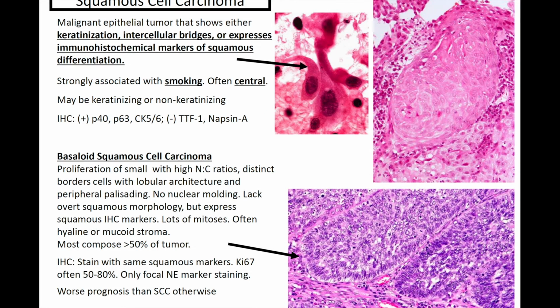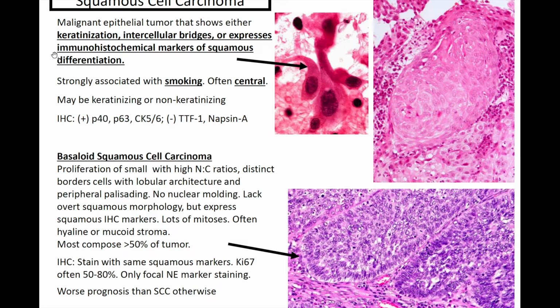All right, next up we've got squamous cell carcinoma of the lung. So squamous cell carcinoma, or SCC, is a malignant epithelial tumor that shows either keratinization, intercellular bridges, or expresses immunohistochemical markers of squamous differentiation. So here, the arrow, we can see some of that keratinization, or on histology, you might see eosinophilia or eosinophilic processes. So squamous cell carcinoma is strongly associated with smoking, and it's often centrally located, unlike adenocarcinoma, which was peripherally located. And it may be keratinizing or non-keratinizing.